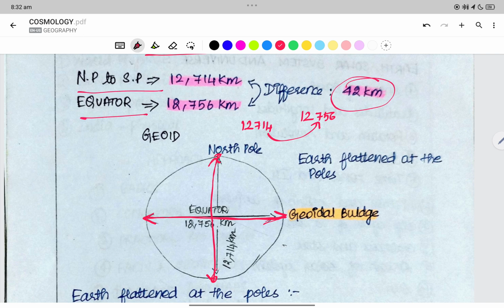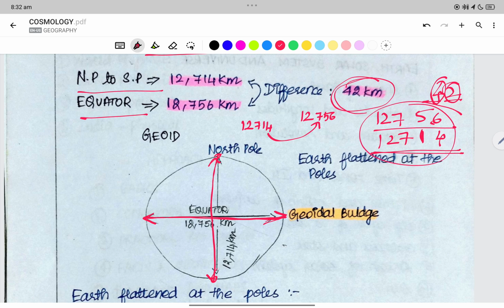So how to remember this? We have to remember 12, 7 alone, right? Now we have 42 kilometers. For this 2, when 6 is separated from 4, we get 2. Then for 4, when 5 is separated from 1, we have 4. So 1 2 7, 5 6 and 1 4. 42 kilometers is the difference between north-south and equator.